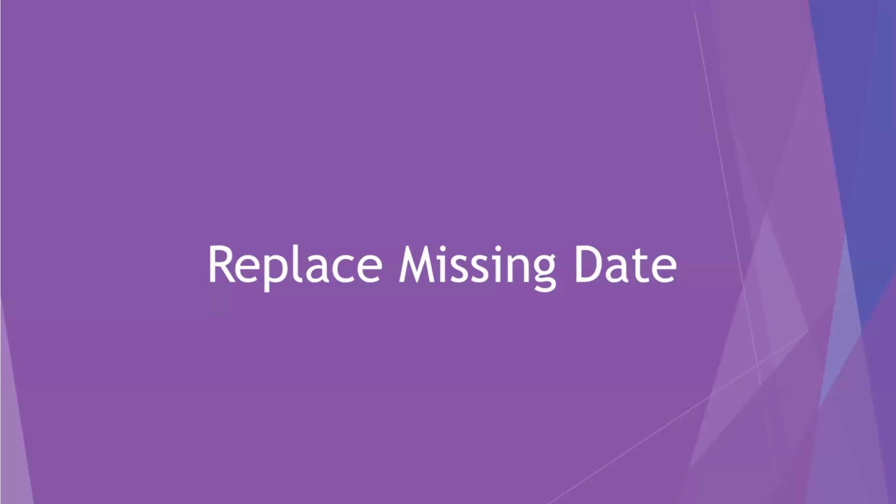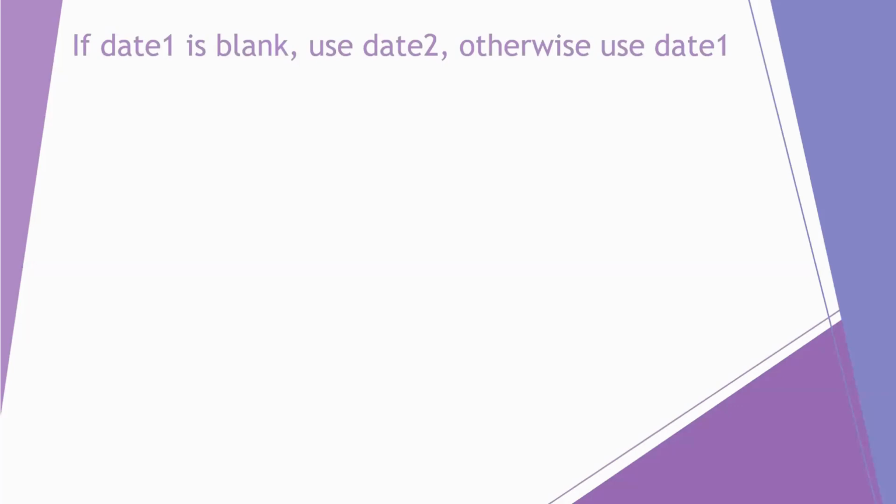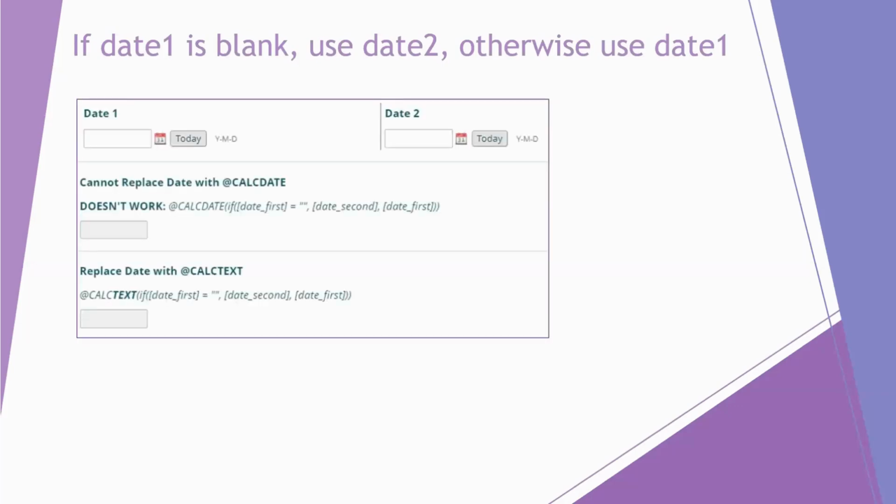We're almost finished now, so we're going to start wrapping things up. We'll look at how to replace a missing date field. So if your date field is missing, you can replace it with another date. So let's take a look at what that looks like. So if date 1 is blank, use date 2. Otherwise, use date 1.